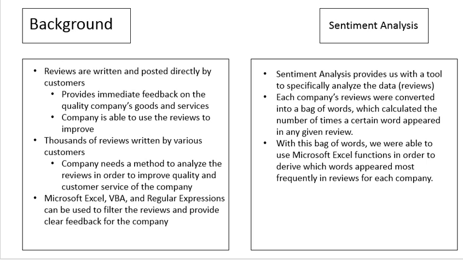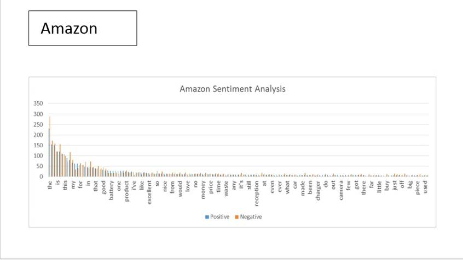So part of the sentiment analysis that we did for this was using the bag of words. We calculated the number of times a certain word appeared in any given review using a certain number of Excel functions like sum, product, count, if, etc. You'll see in this slide for Amazon, this is the output of the sentiment analysis, meaning we matched the words on the x-axis with the number of times that they appeared in a positive or negative sentiment, given by the key below.